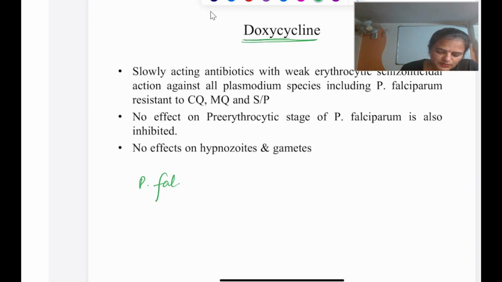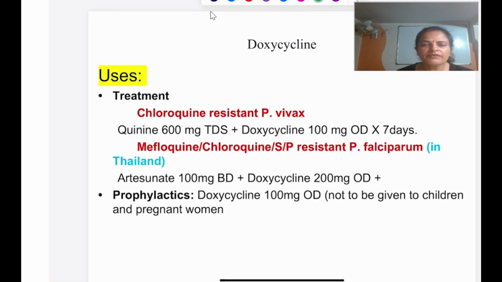Where Plasmodium falciparum shows resistance to chloroquine, mefloquine, and sulfadoxine pyrimethamine, it is used, and it is used in Plasmodium vivax also. In Plasmodium vivax, we give it in combination with quinine and doxycycline if it shows resistance to chloroquine. In Thailand, if mefloquine or chloroquine fail, then we give it with artesunate.